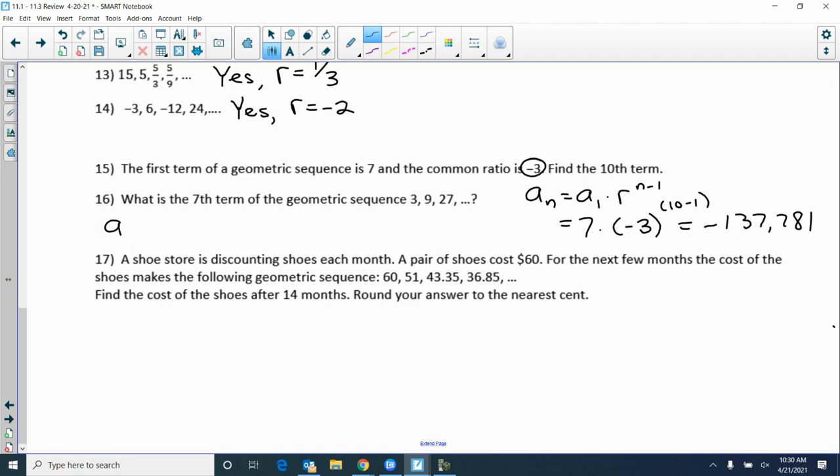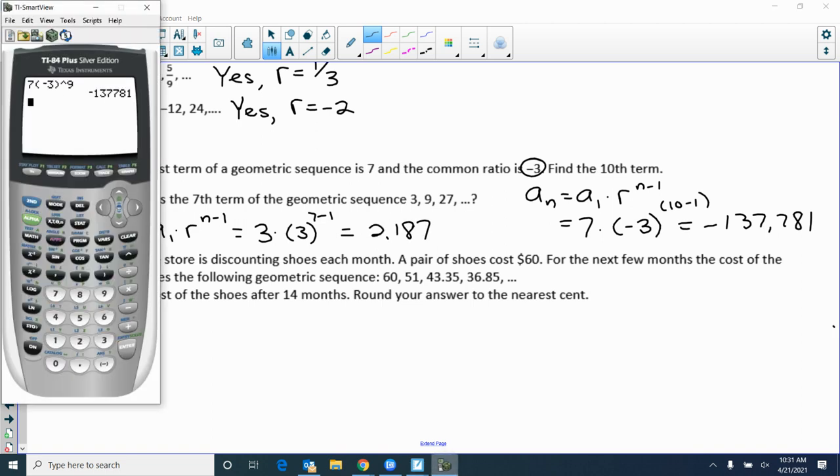What's the 7th term? Seventh term, a sub n equals a sub 1 times r to the n minus 1. First term is a 3. My r is also a 3. And then 7 minus 1 gives me 6. Preston, you get that answer? Is it 2,187? Yes. Let's check real quick. 3 times 3 to the 6. Yep.